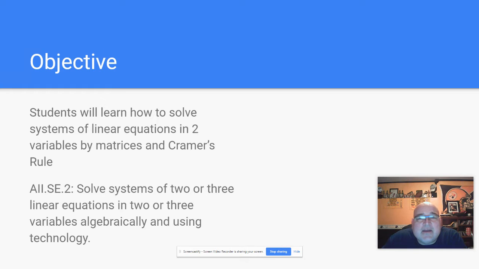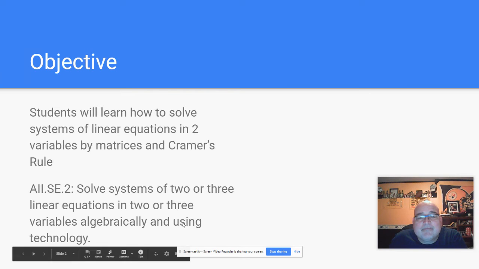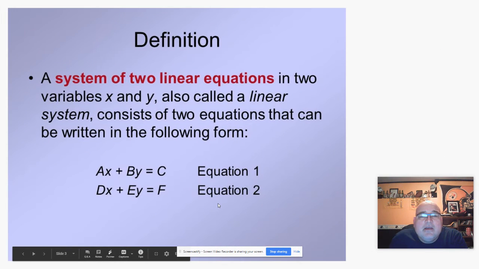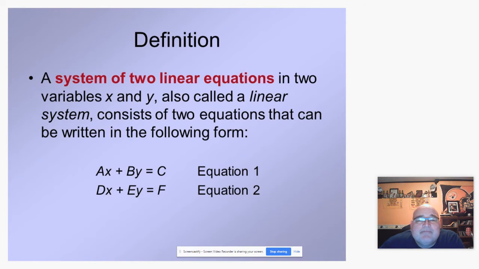Here's the academic standard. Solve systems of 2 or 3 linear equations in 2 or 3 variables algebraically and using technology. Recall that a system of linear equations in 2 variables consists of 2 equations that can be written in the following form: ax plus by equals c, and dx plus ey equals f. Notice that both equations use the variables x and y, and they're in standard form.